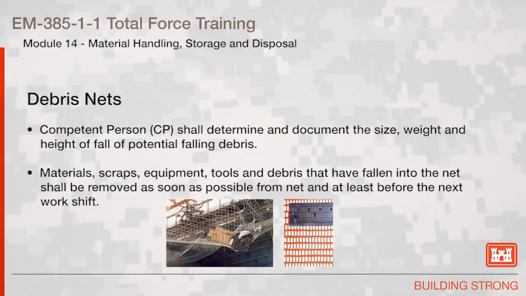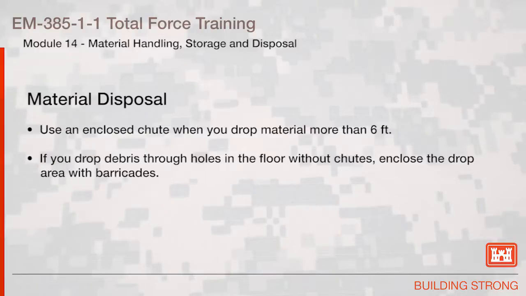A competent person shall determine and document the size, weight, and height of fall of potential falling debris. Materials, scraps, equipment, tools, and debris that have fallen into the net shall be removed as soon as possible from the net and at least before the next work shift. Use an enclosed chute when you drop material more than 6 feet. If you drop debris through holes in the floor without chutes, enclose the drop area with barricades.